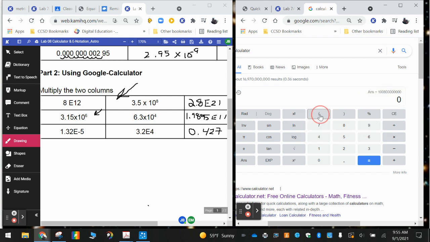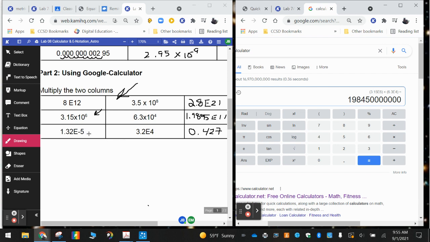Okay, I'm going to go, here, let me do this. 3.15 E6. I'm going to close parenthesis, and we're going to do times, parenthesis, 6.3 EXP 4, close parenthesis, equals, and yeah, it's the same. Yeah, we're good. Same answer here.